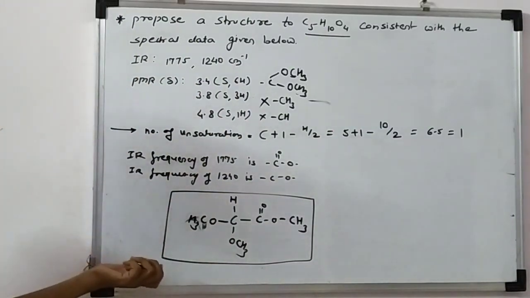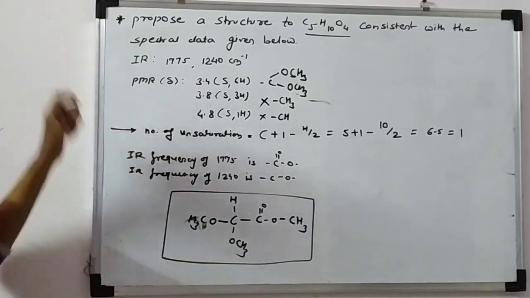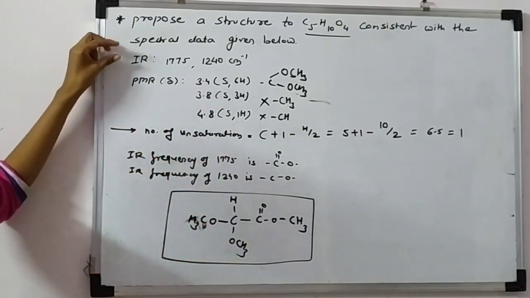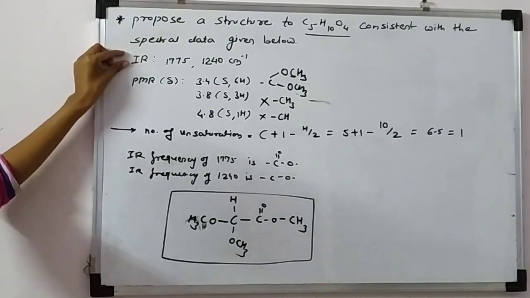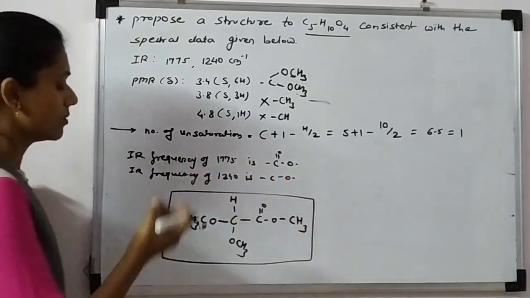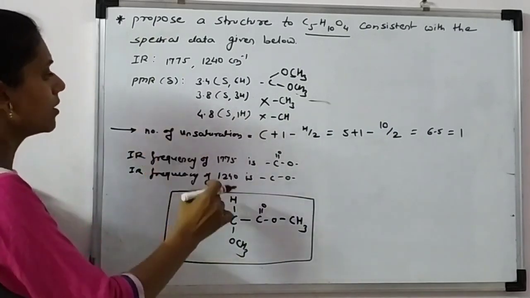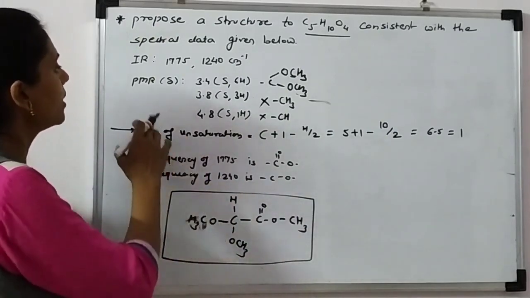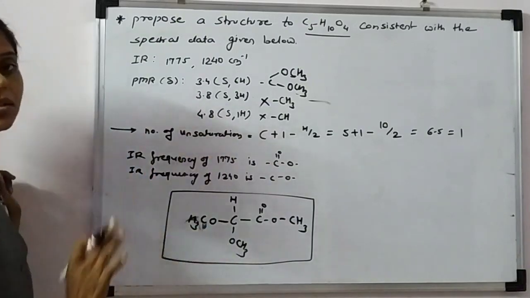I hope you understand the problem. What we have done here: firstly we took the IR values and from these we calculated, or confirmed, the functional groups, and then we took the PMR data and drew the structure. Thank you.